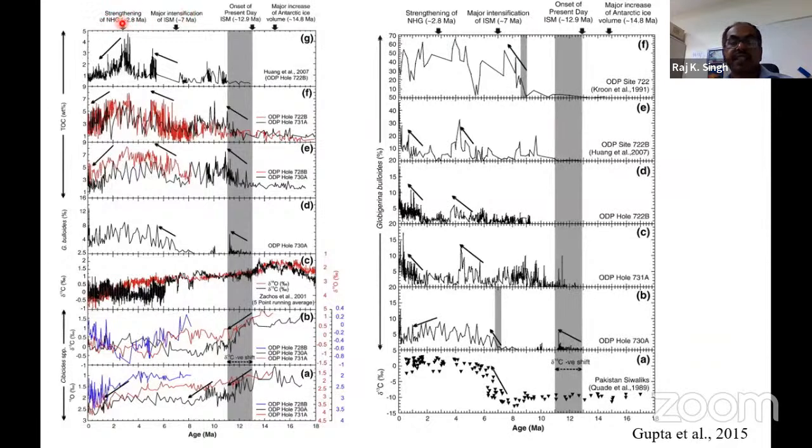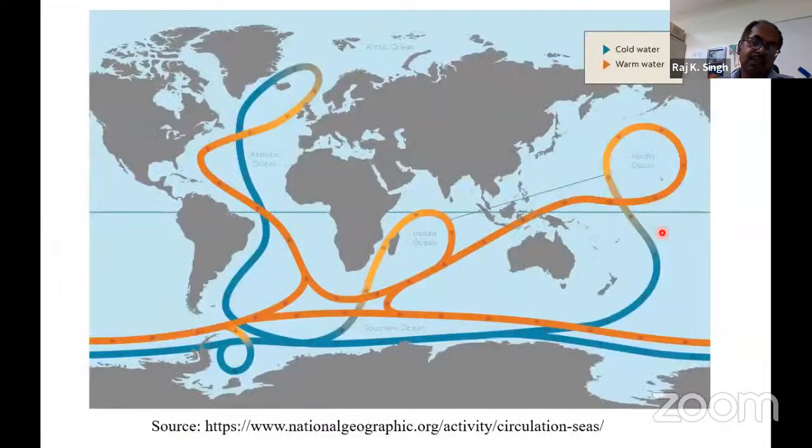And that strengthening of the Northern Hemisphere glaciation around 2.5. If you talk about this monsoon, then this upwelling, and we are connecting most of the recent studies, even the one that we also did, and it is very well connected to this North Atlantic Deep Water and AMOC.